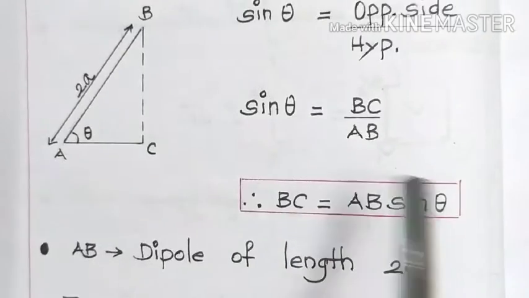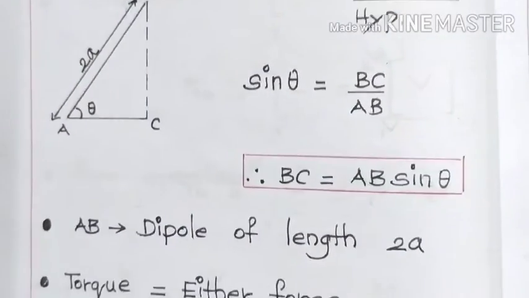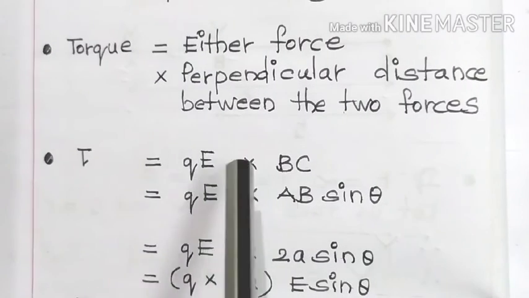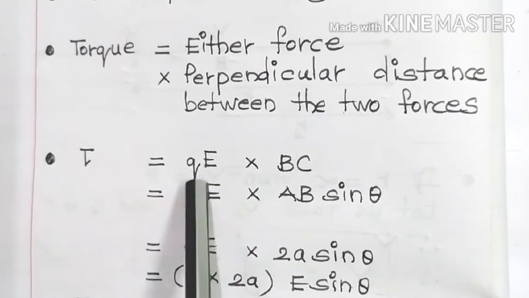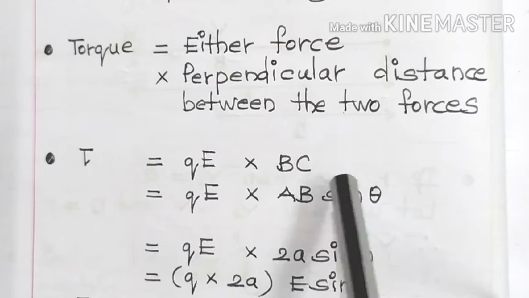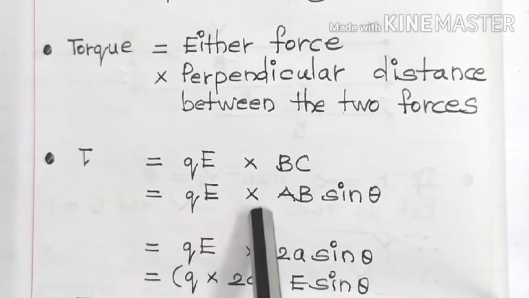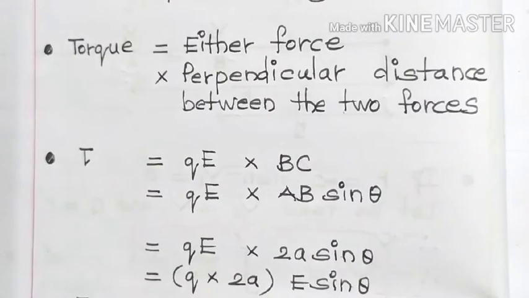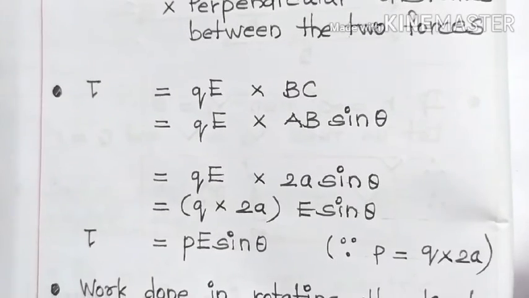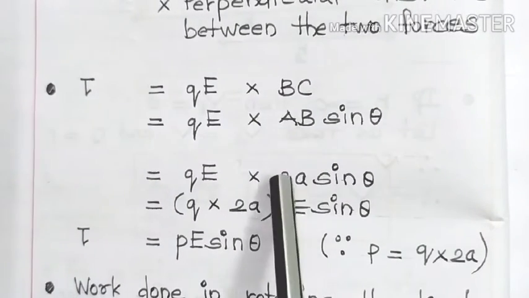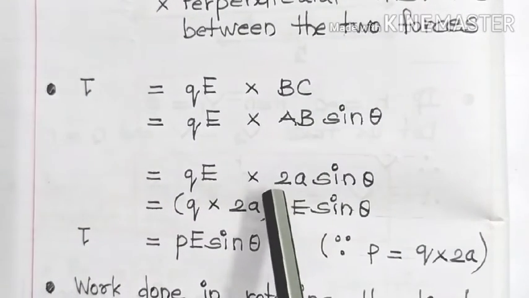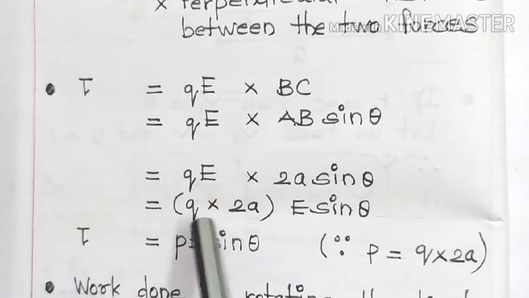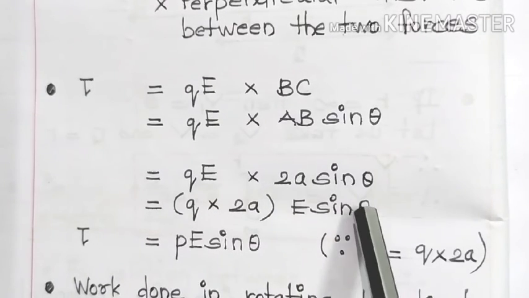So in the next step, either force, I have taken one force qE, into the perpendicular distance BC. So qE into the value of BC, we have already found, AB sin theta. In the next step, qE into AB, which is nothing but 2a, I mean the length of the dipole, sin theta. In the next step, we have rearranged the terms and write.